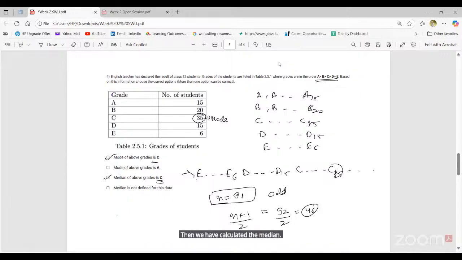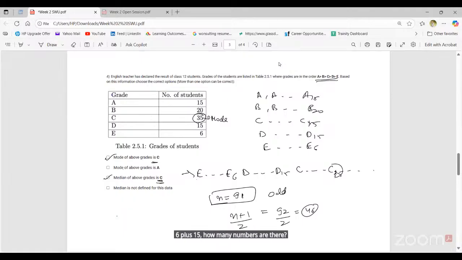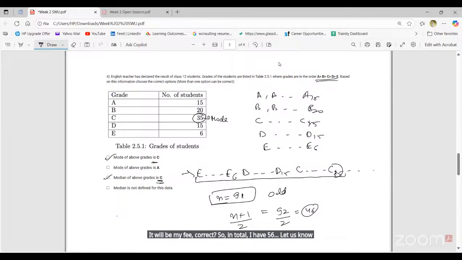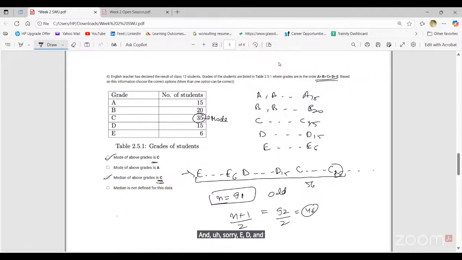So the 46th value is my median. If you sum all of these values, 6 plus 15, how many numbers are there? 21. Then from the 22nd until this number, it will be my C. In total, I have 56 letters here, combining E, D, and C. So that means my 46th will be somewhere here, and my median will be C. Got the point?